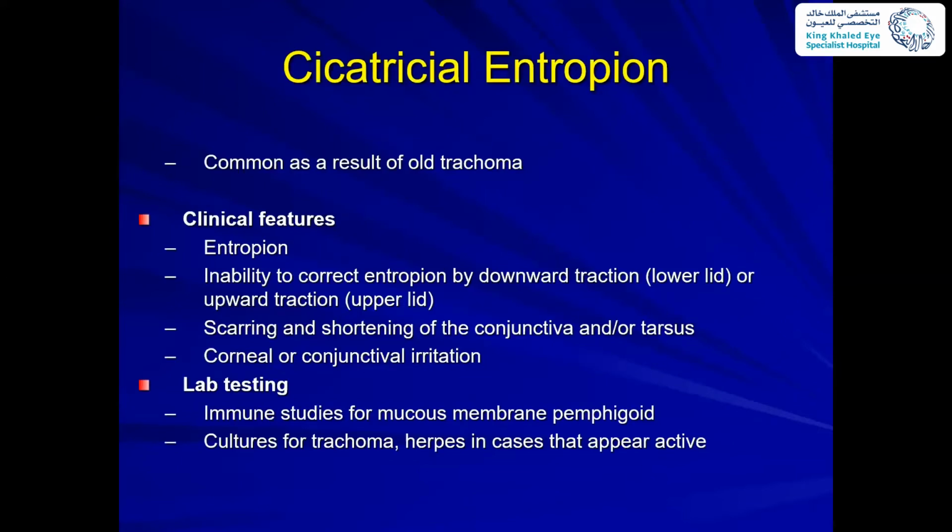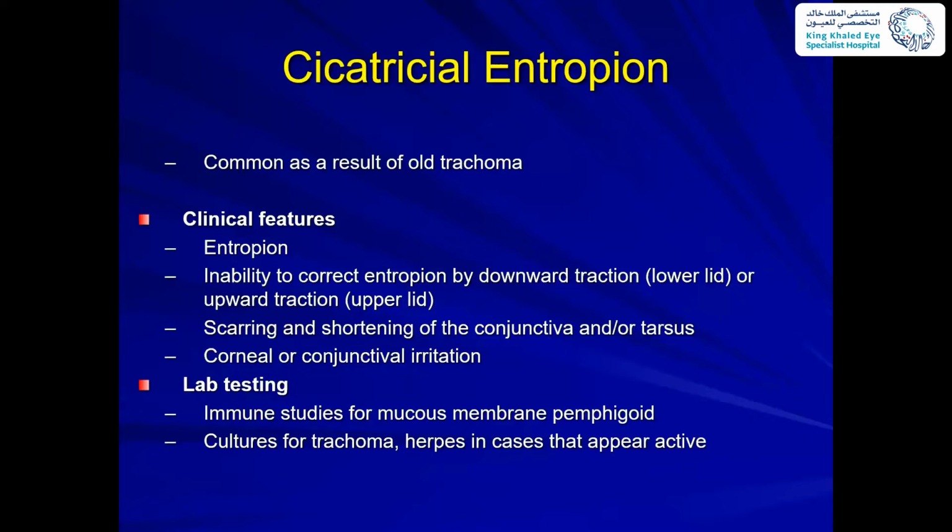Cicatricial entropion is common in our area as a sequel of trachoma. How do patients with cicatricial entropion present? They present with entropion and inability to correct the entropion by downward traction of the lower lid or upward traction of the upper lid. You will observe scarring and shortening of the conjunctiva and/or the tarsus when you flip the eyelid, along with corneal and conjunctival irritation and sometimes scarring and erosion.